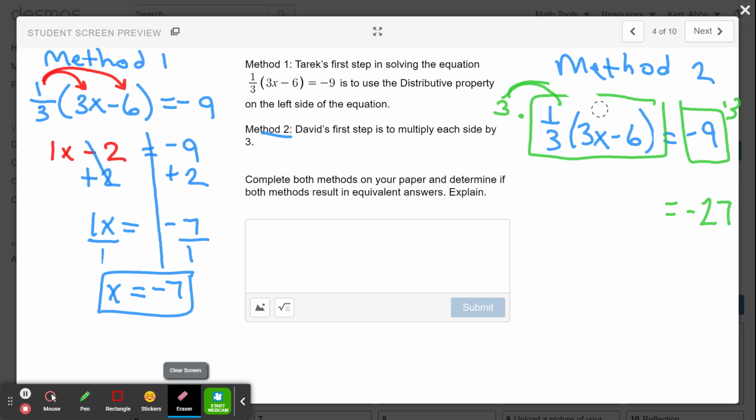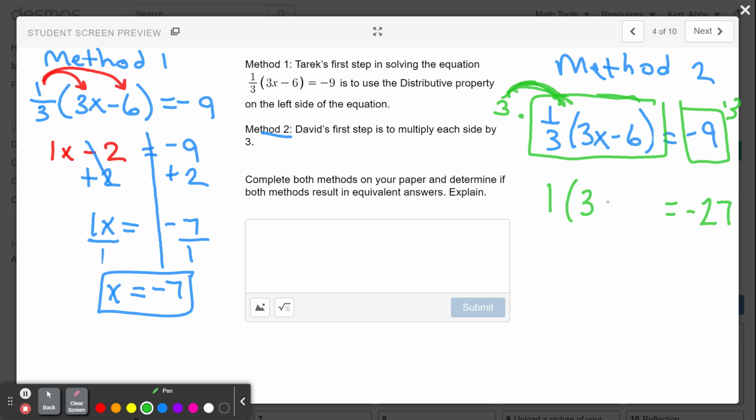So how do I multiply it once? I multiply the 3 by the 1/3. Put 3 times 1/3 in the calculator, and you're going to come back with a 1. Now you already multiplied the 3 to this whole side, so you're done. You do not double distribute. You do not do 3 times 3x, 3 times negative 6.